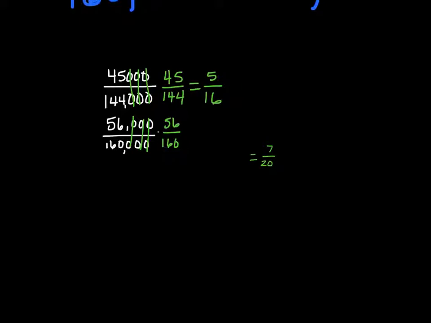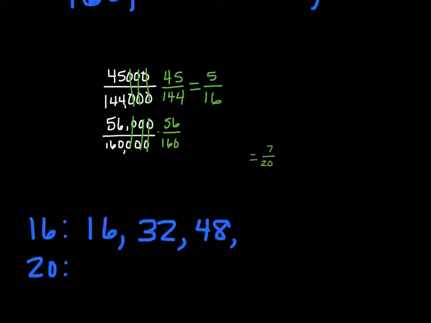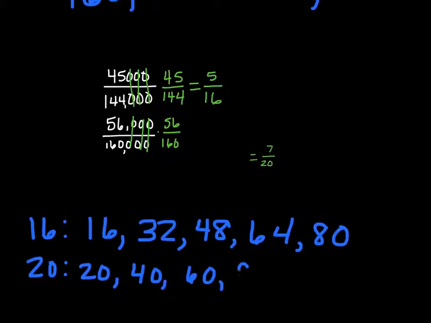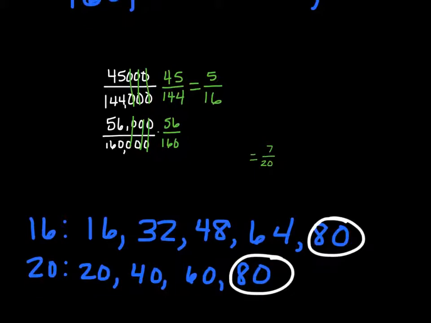So the least common multiple of 16 and 20, let's see. Let's list multiples here to figure these out. Okay, let's see. We have 16, 32, 48, 64, and 80. Let's see if the first 5 will give us enough to work with here. 20 will be 20, 40, 60, 80, and I can stop there because there's my least common multiple, 80, which will become my least common denominator.